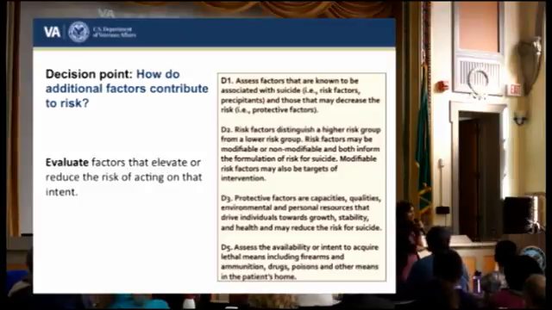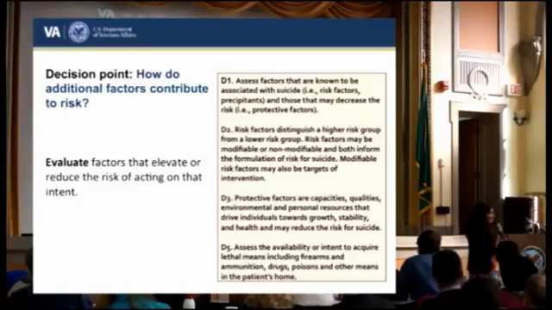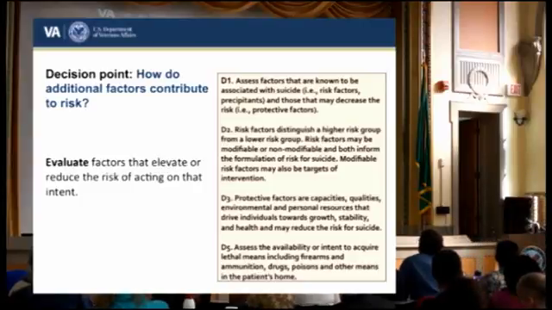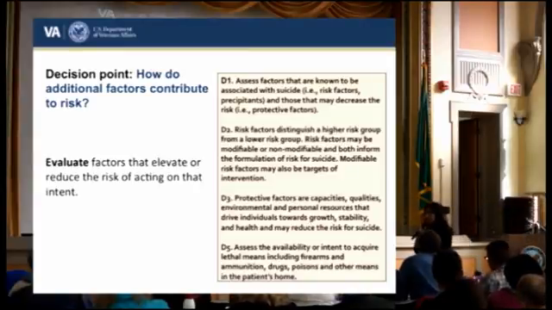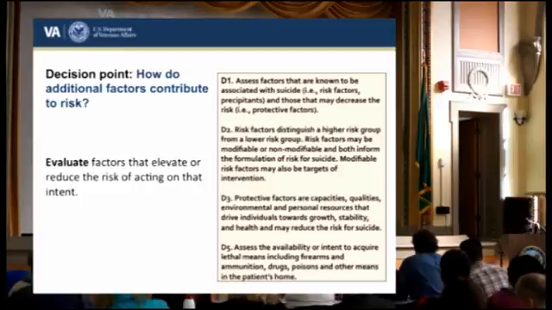People often talk about pets. Yes, it's a great one. Pets as a protective factor. I've actually had veterans say that they wouldn't kill themselves because they have to be alive for their dog or cat.